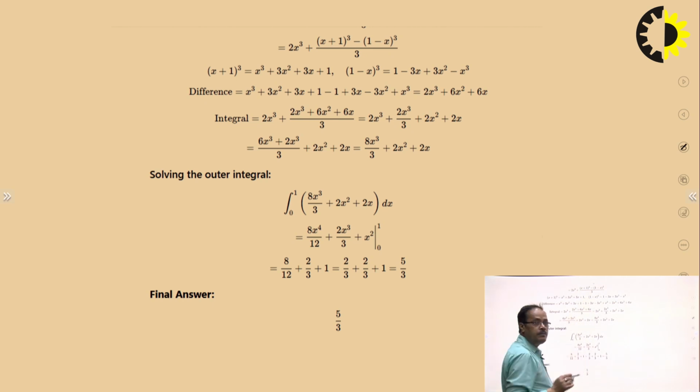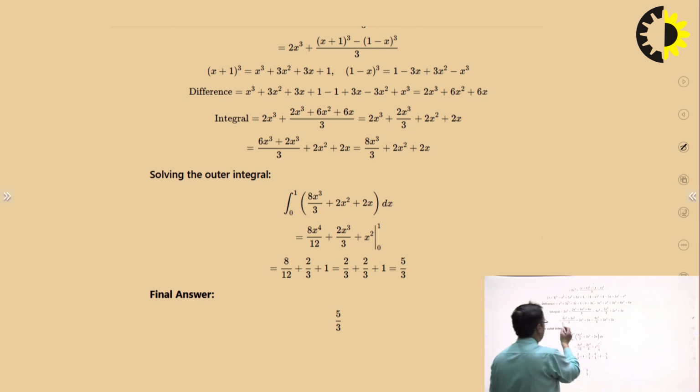After simplifying, we use the formula: the whole cube of a plus b is a cube plus b cube plus 3ab in bracket a plus b. Applying this formula, we get x cube plus 3x square plus 3x plus 1, and the whole cube of 1 minus x is 1 minus 3x plus 3x square minus x cube. So finally we get 2x cube plus 2x cube plus 6x square plus 6x, divided by 3, which is equal to 2x cube plus 2x cube by 3 plus 2x square plus 2x.